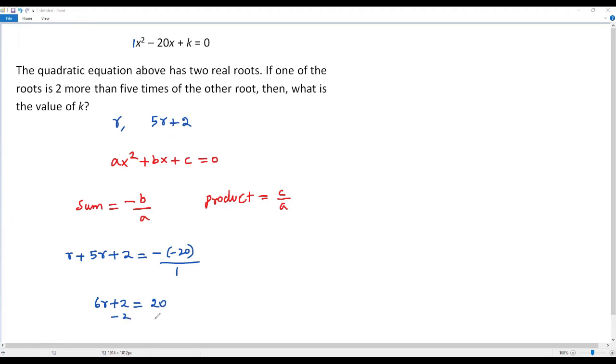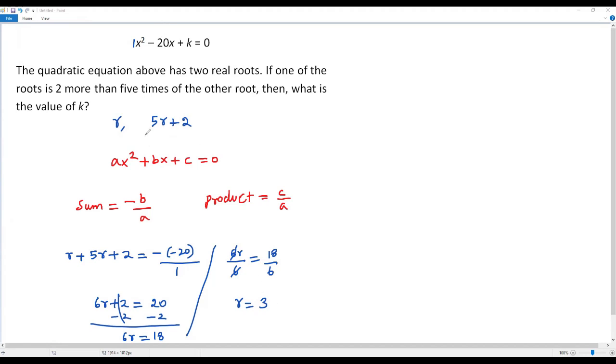Now let me subtract 2 from both sides of this equation. The positive 2 and negative 2 cancel out. I get 6r equals 20 minus 2, which is 18. Now we divide both sides by 6. Then we have 6r over 6 equals 18 over 6. The 6 cancels out, leaving r on the left side. When I divide 18 by 6, I get 3. Here I got the value of r, that is 3.